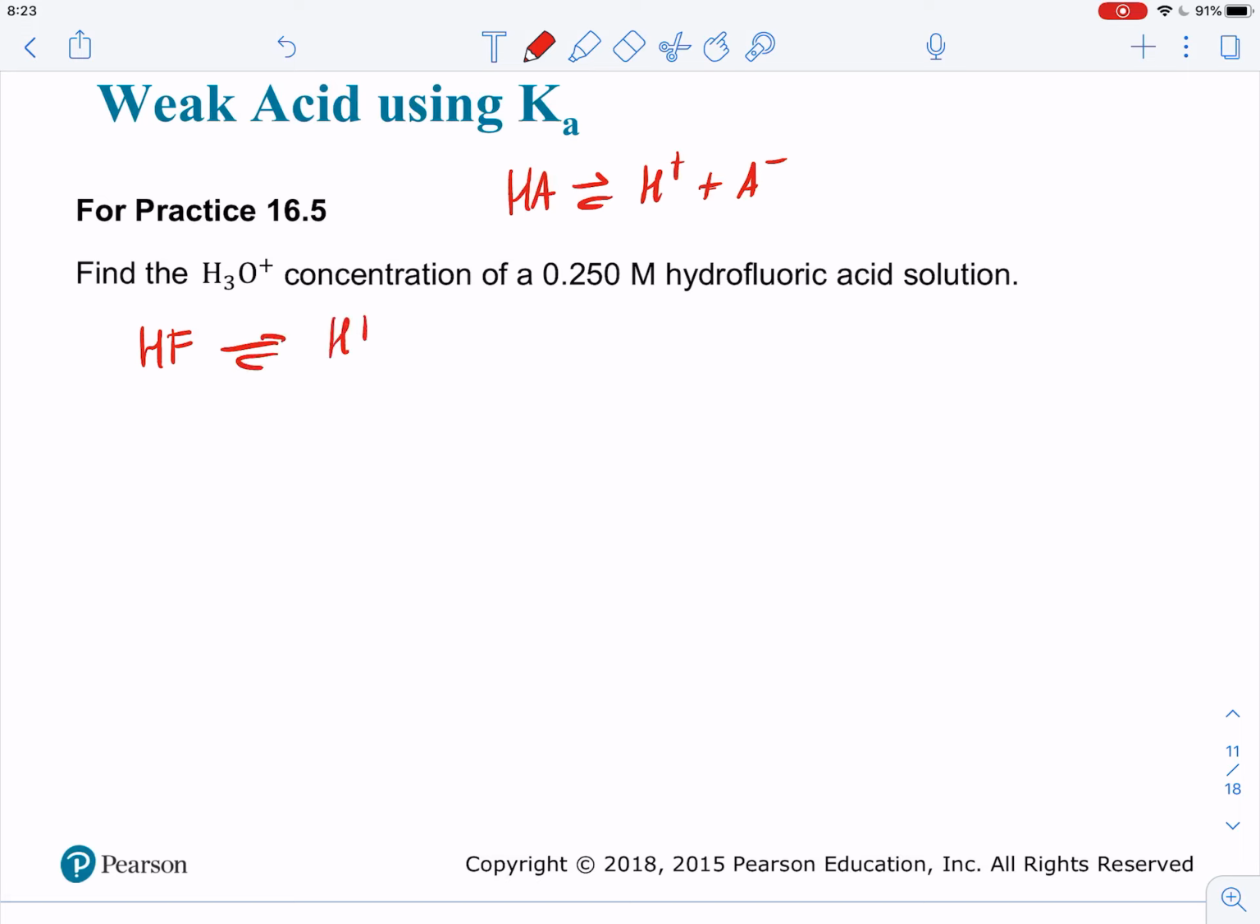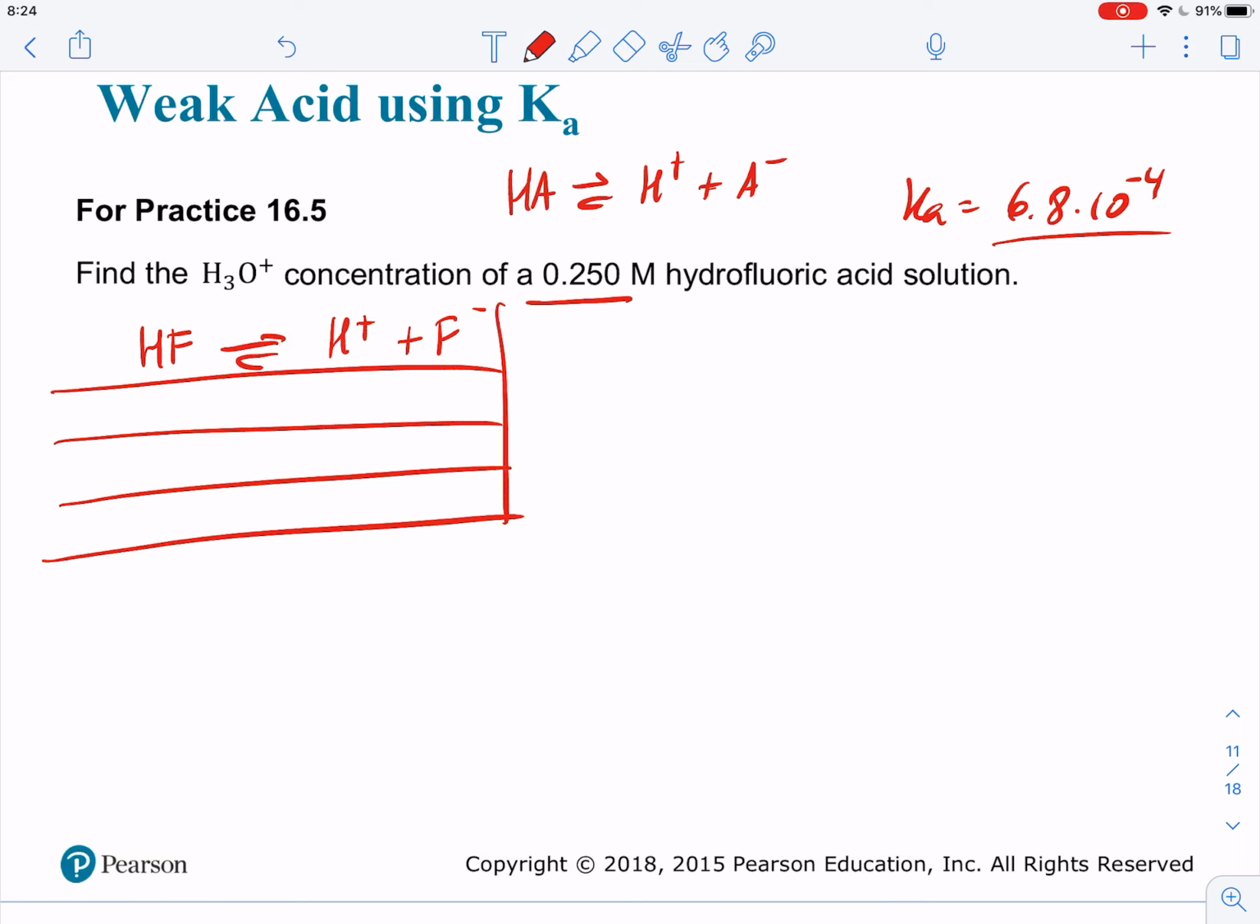However, here for hydrofluoric acid, H plus, fluoride. For hydrofluoric acid, Ka is 6.8 times 10 to the negative 4. So you're comparing 0.250 versus technically 10 to the negative 4. So you are about 3 orders of magnitude apart. So we are good in terms of the approximation.